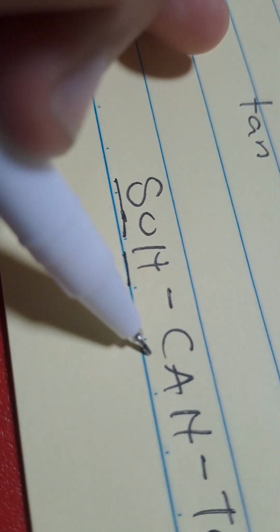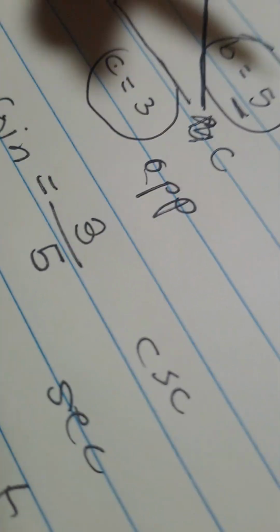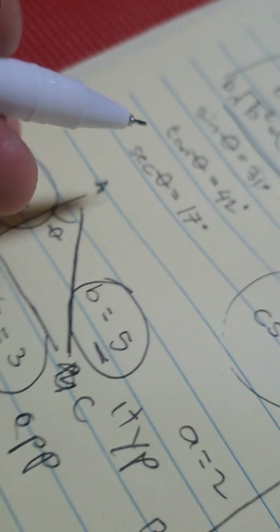Next is CAH. CAH is cosine, adjacent, hypotenuse. We already labeled this as opposite and this as hypotenuse. So what would this be? Obviously, this would be our adjacent or our base. So, given that our adjacent is 2, you simply write this as 2. Since we already know what our hypotenuse is, you write 5 right there.